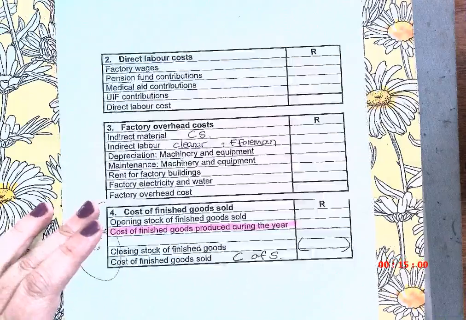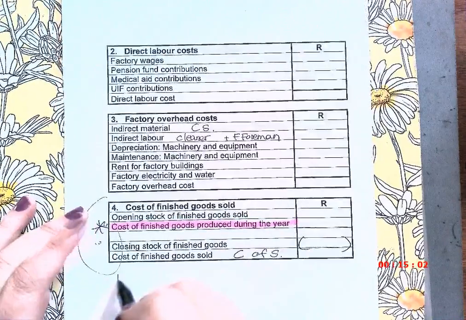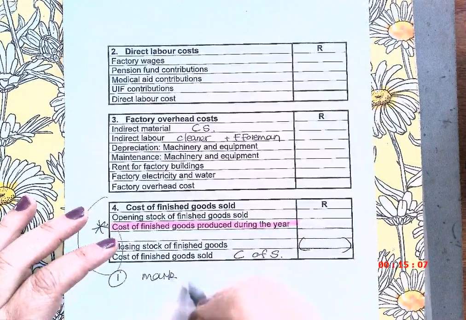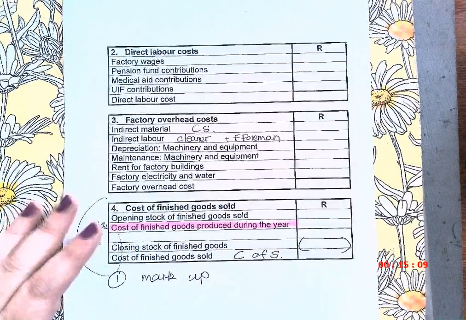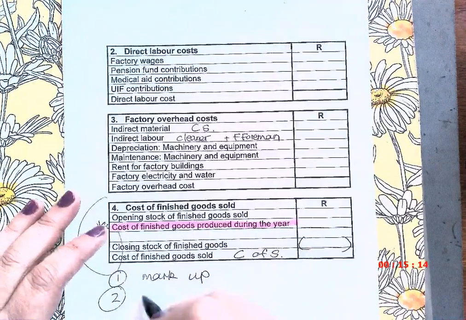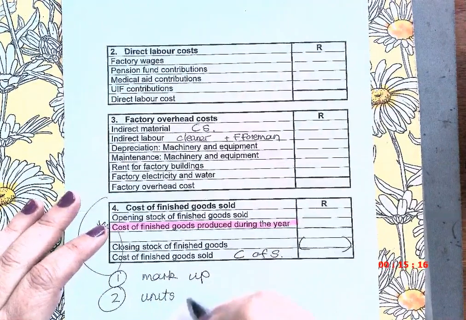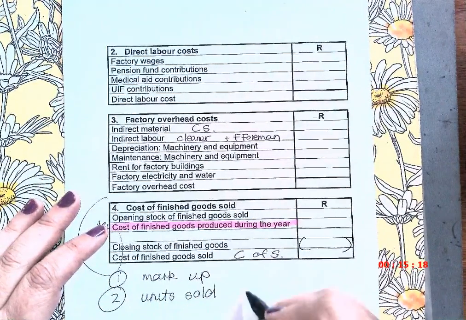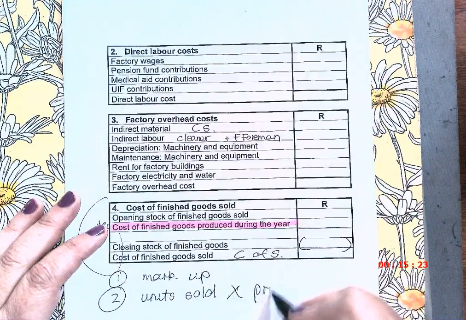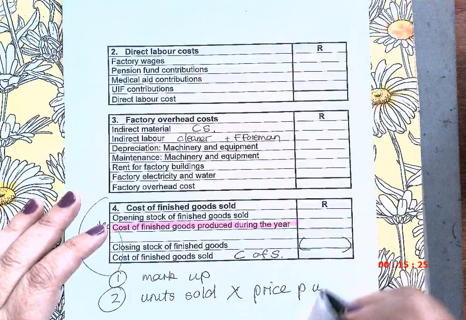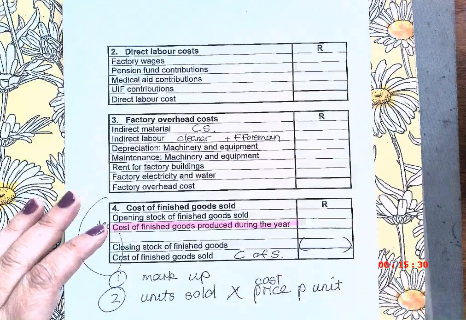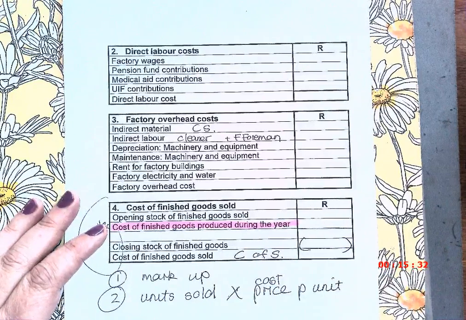Now, they can give it one of two ways. They can give it to you by giving you the markup. So they say, oh, the sales was 1 million and the markup is 20%, then you calculate cost of sales. They can tell you the units sold, right? And they can tell you the price per unit, the cost price per unit, not the selling price. The cost price per unit. Okay? So then you can calculate it.